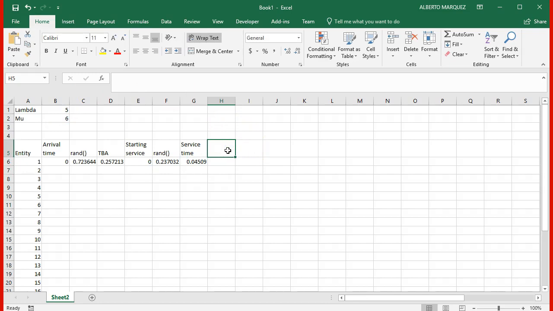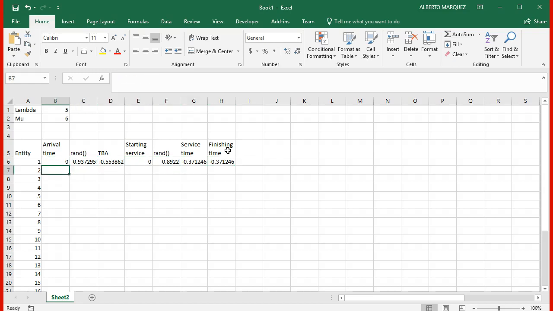So the finishing time or ending time for this process is the starting service time, the starting service clock, plus the service time, and that's where the entity ends its service and departs.